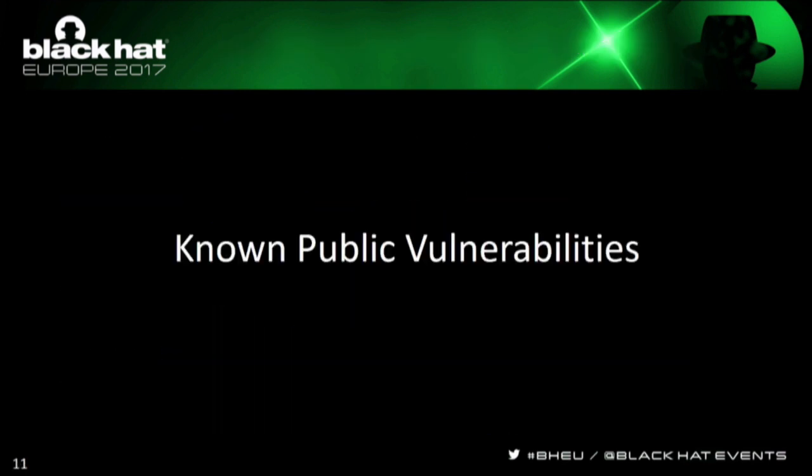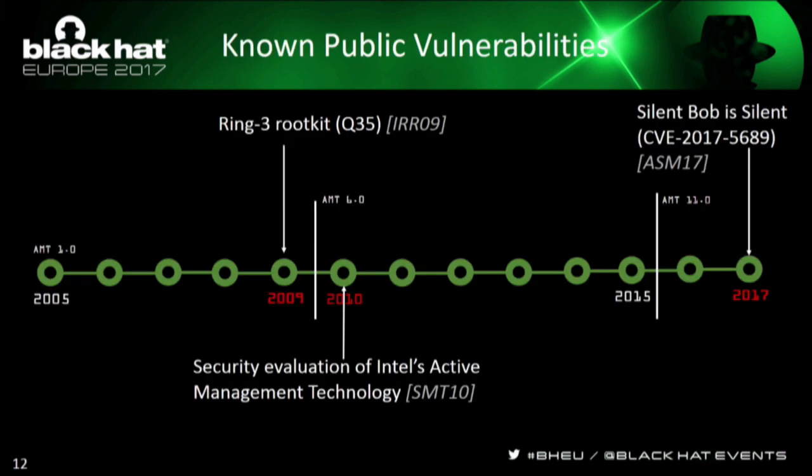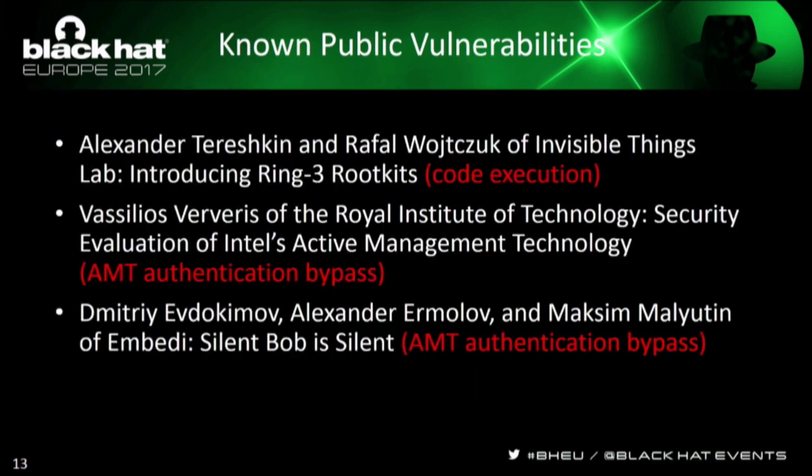And let's consider vulnerabilities that are already known to the public at the moment. From the moment Intel ME was created until now, only 3 vulnerabilities were found. The first one was discovered by Invisible Things and presented at Black Hat USA in 2009 in the talk introducing Ring -3 rootkits.